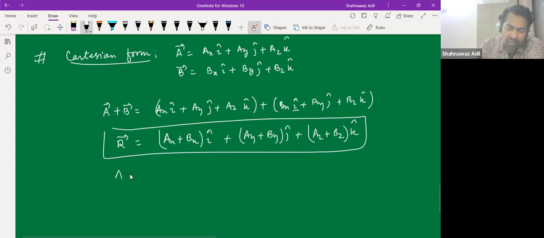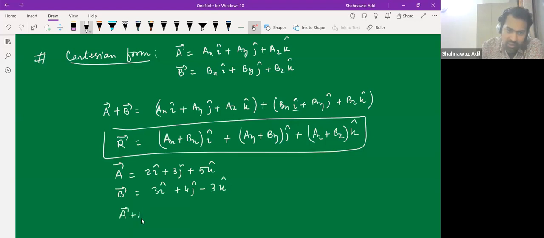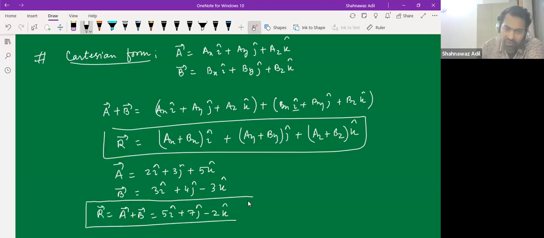Let's say I have A, which is 2i plus 3j plus 5k, and B is 3i plus 4j minus 3k. So the sum of these two vectors would simply be 2 plus 3, which is 5i, 4 plus 3, 7j, 5 minus 3, 2k. So this would be the resultant, right? And from this vector, we can calculate the magnitude and the direction. So this is about the Cartesian form, right?